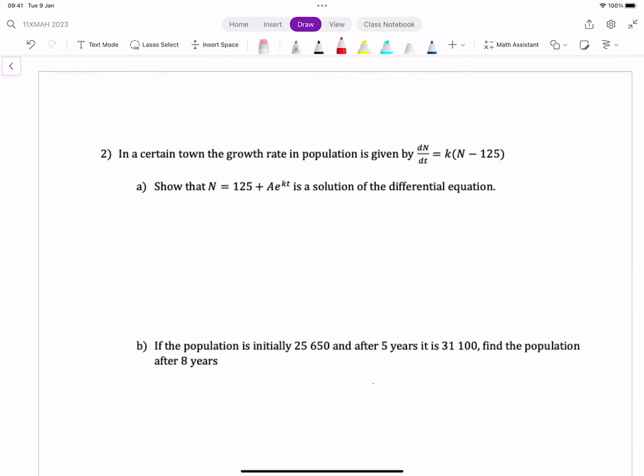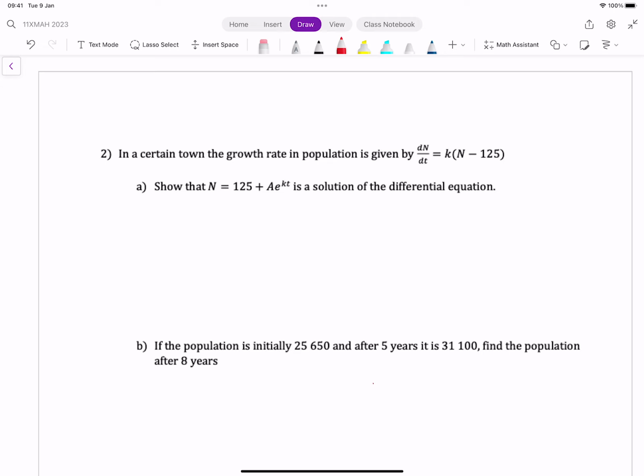Okay. Number 2: in a certain town, the growth rate in population is proportional. The growth rate is given by dN/dt = k(N − 125). Show that N = 125 + Ae^(kt) is a solution to the differential equation.